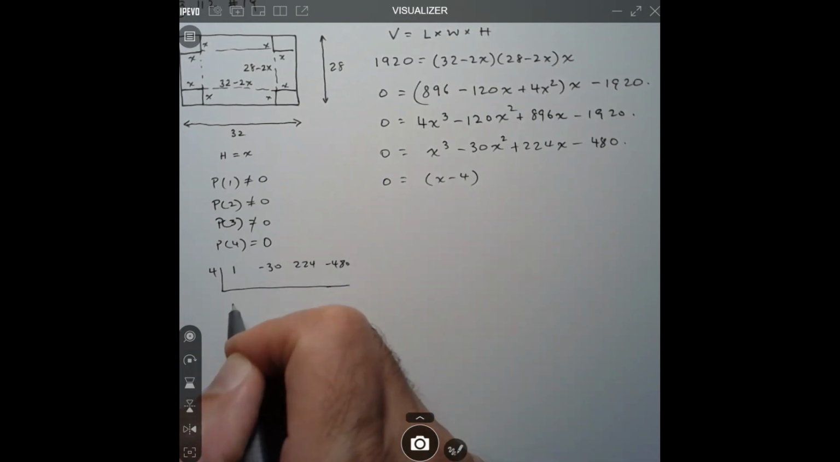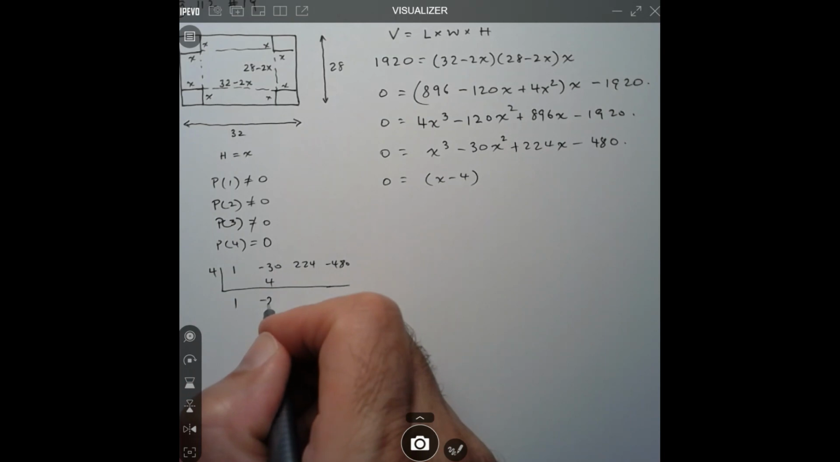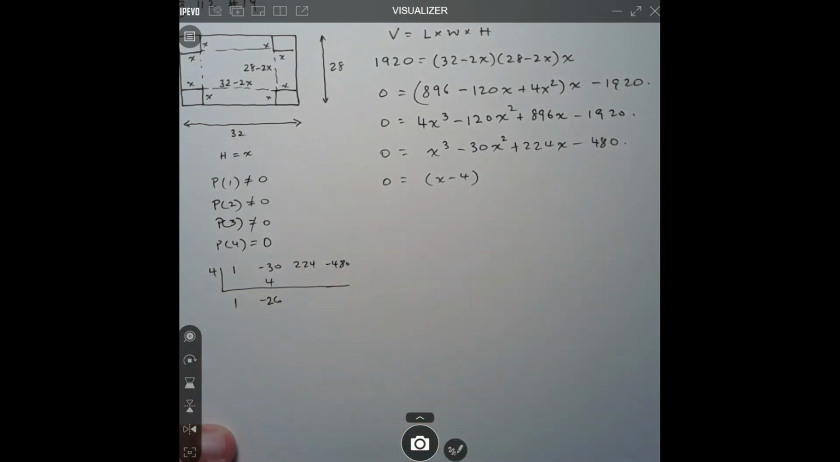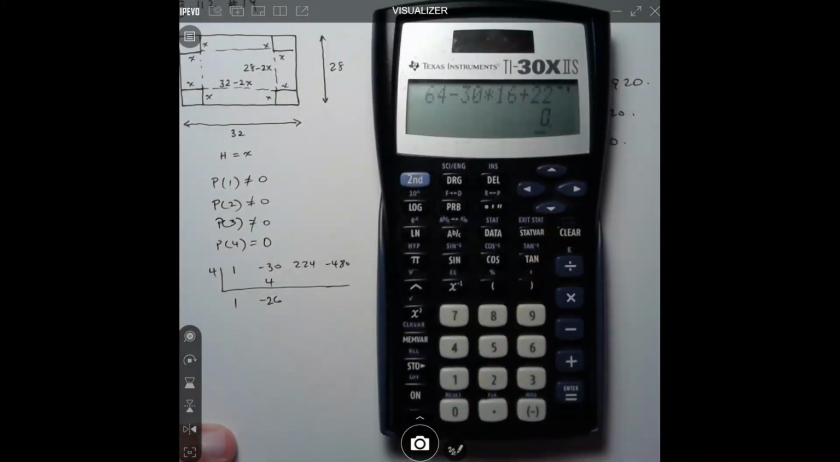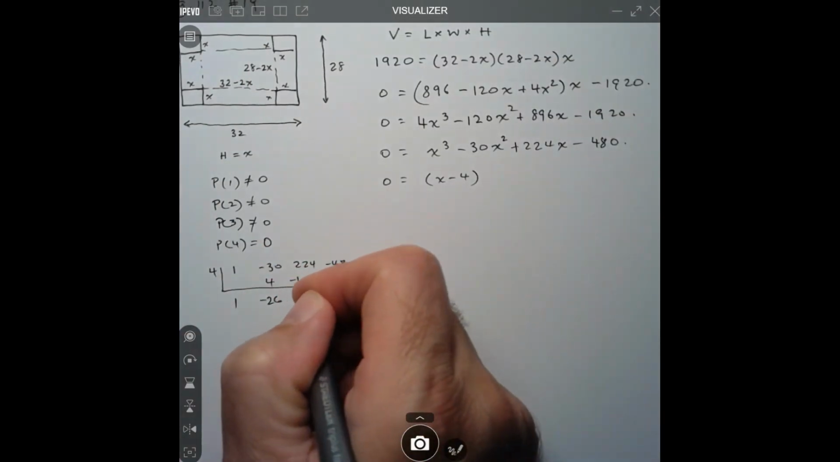All right, so the 1 comes down. 1 times 4 is 4. Negative 30 plus 4 is negative 26. 4 times negative 26. Again, I can do that in my head, but you know what? I don't want to take any chances. So what do we got here? We've got 104. Okay, and it's actually negative 104.